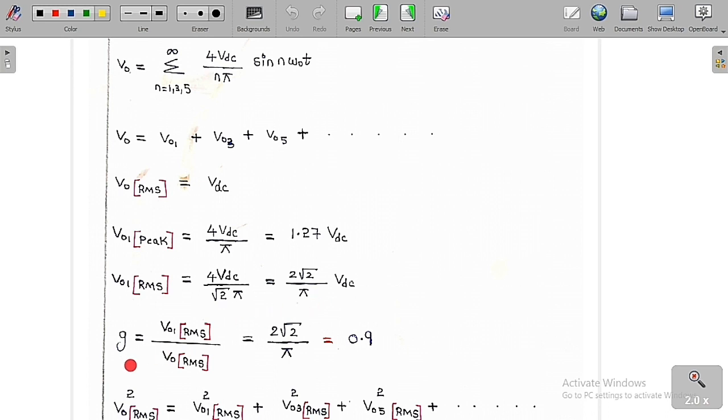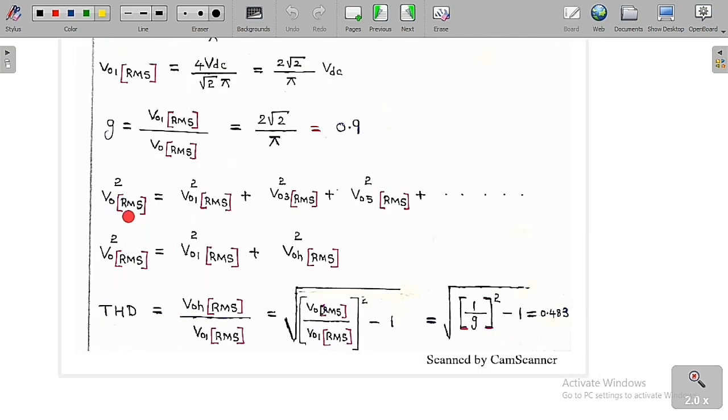So now I want to find the distortion factor of this wave. Distortion factor is equal to the ratio of the RMS value of the fundamental component of the output voltage to the RMS value of the overall output voltage. We know the RMS value of the fundamental component is 2 root 2 by pi VDC, whereas the RMS value of the overall output signal is equal to VDC. If we divide these two parameters, we finally get 0.9. So 0.9 is the distortion factor of the output signal V0.